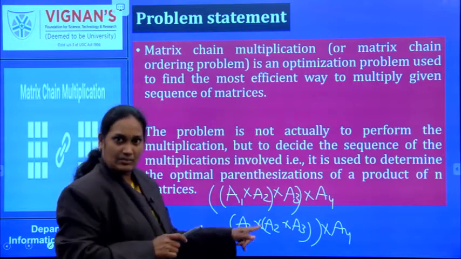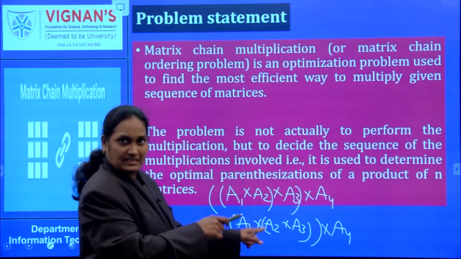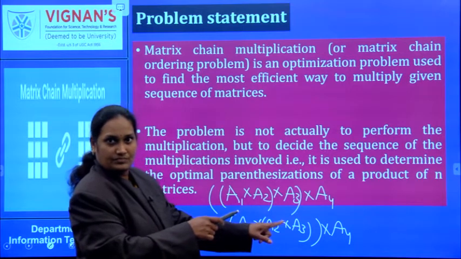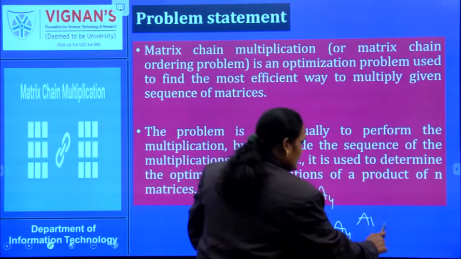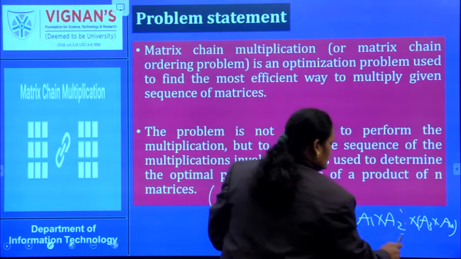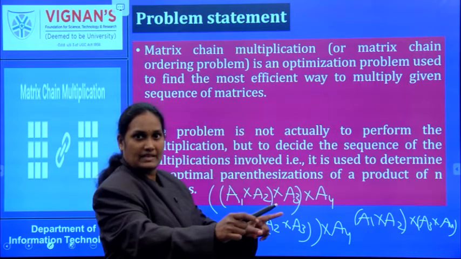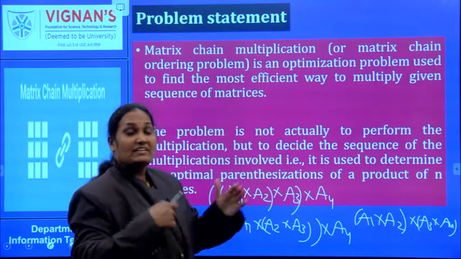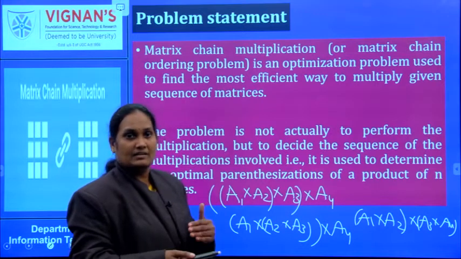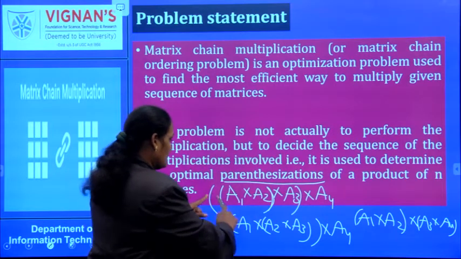That is, first we multiply A2, A3. A1 is multiplied with the result obtained from A2, A3, and that result is multiplied with A4. Or we may multiply in this way: we multiply A1, A2 and we multiply A3, A4, and both the results are multiplied. So in which order we are multiplying, that is, what is the optimal parenthesization? These are nothing but the parenthesizations.